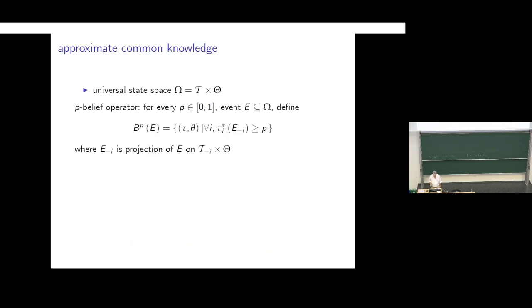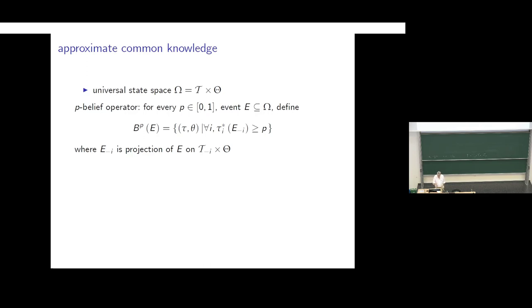Okay, so I'm running out of time, so let me get to the main result. So our universal space, you remember, was this product set, and now let me define a p-belief operator, an object defined by Monderer and Samet, for any probability p, and for any event in that space. Let's write B^p(E) for the set of states in that universal space with the property that every player assigns probability at least p to that event.